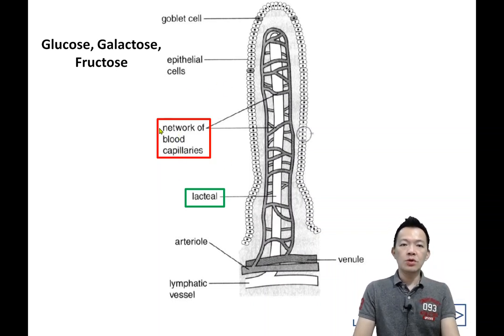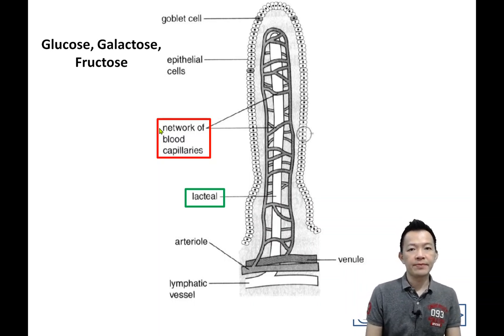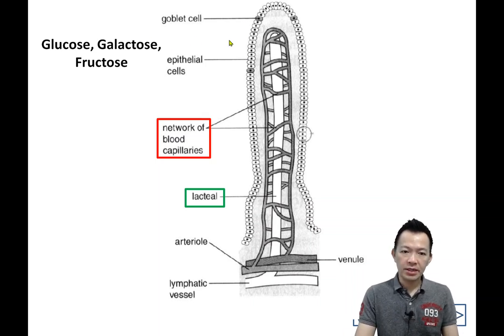Who needs the glucose? Our cells need glucose for the process called respiration. Galactose and fructose are also needed for respiration. So all the sugars will pass through the wall of the small intestine, through the epithelial wall of the villi, and be absorbed into the blood capillary and finally go to our blood circulatory system.